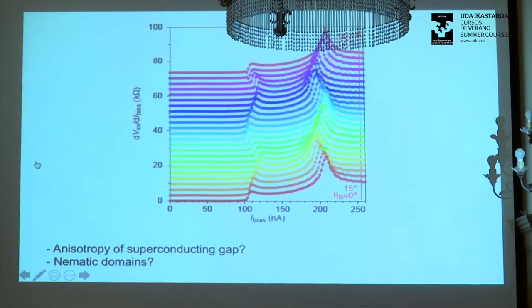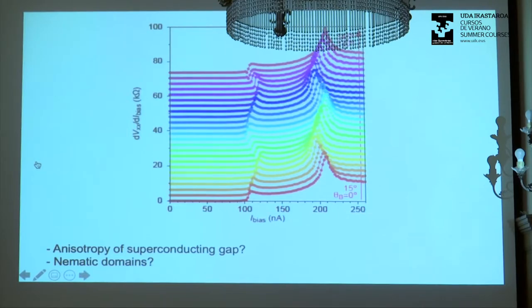As you can see, there is another switching event here. It also has two maxima. If you pay attention, you will notice that the maxima here and the maxima here are actually offset by about 120 degrees, yeah? Which could have implications in terms of nematic domains and also certain anisotropies of the gap.